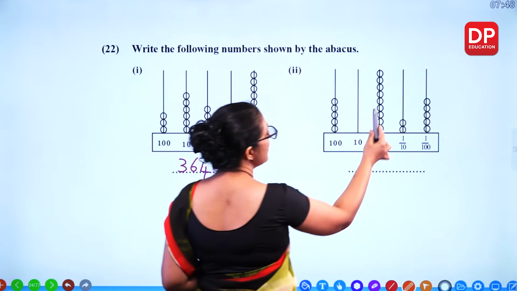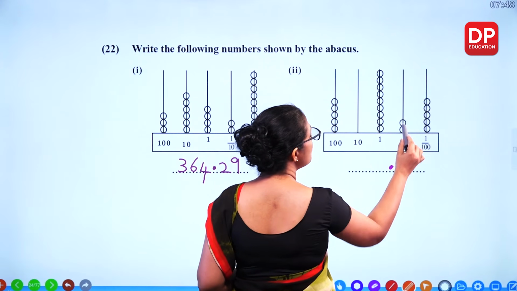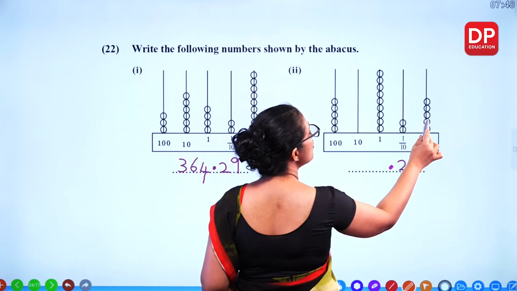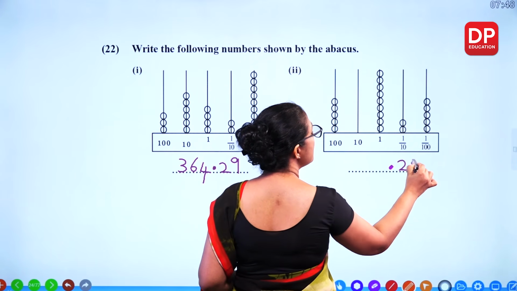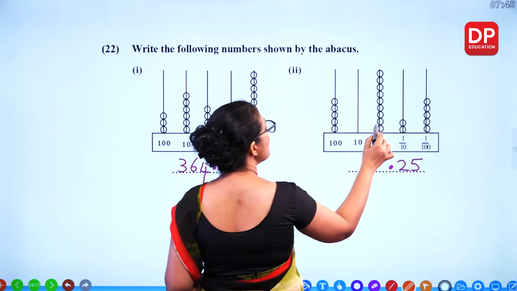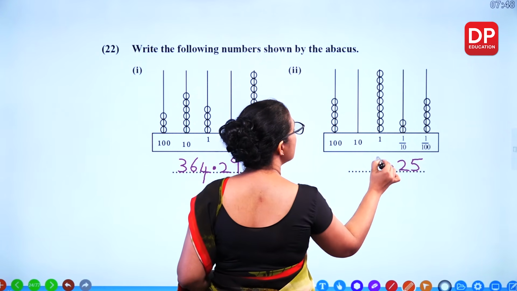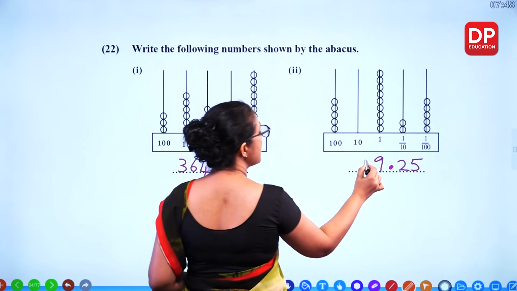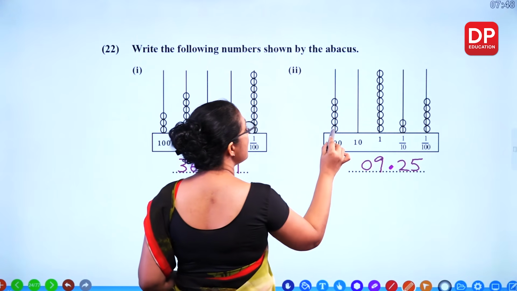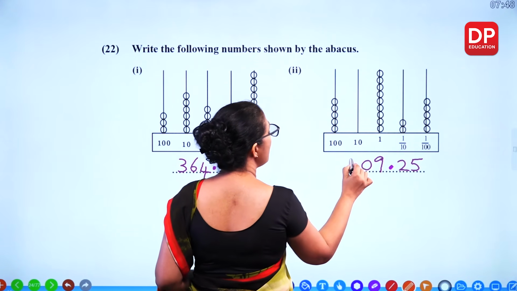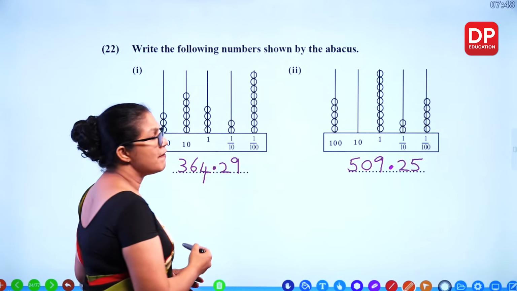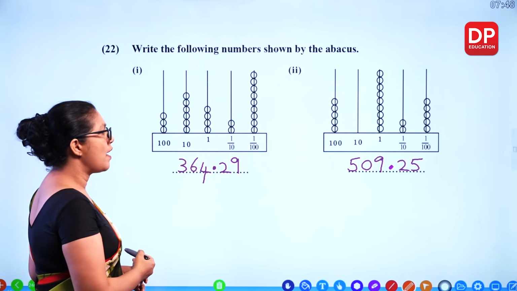The point is here. And 2 in tenths place, and 1, 2, 3, 4, 5 in hundredths place. Ones place, 1, 2, 3, 4, 5, 6, 7, 8, 9. And nothing in tens place, that means 0. And 1, 2, 3, 4, 5 in hundreds place. 509.25.